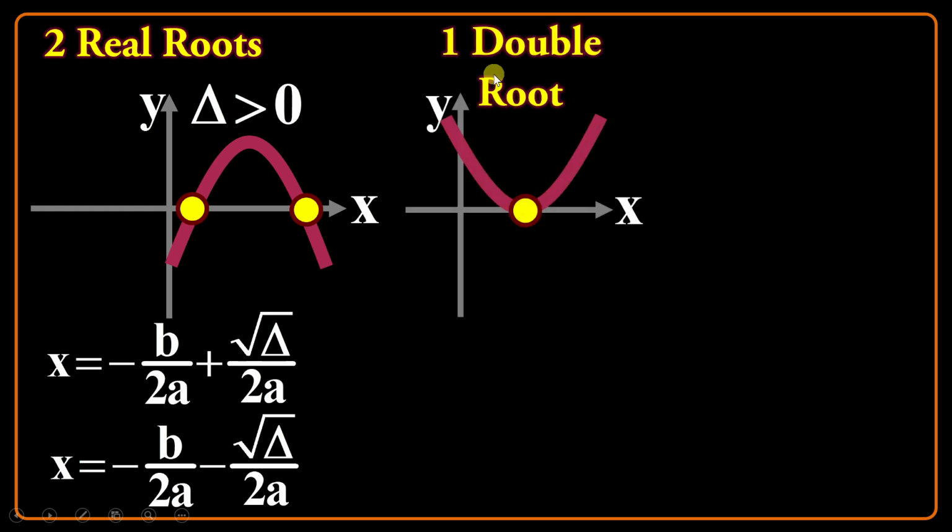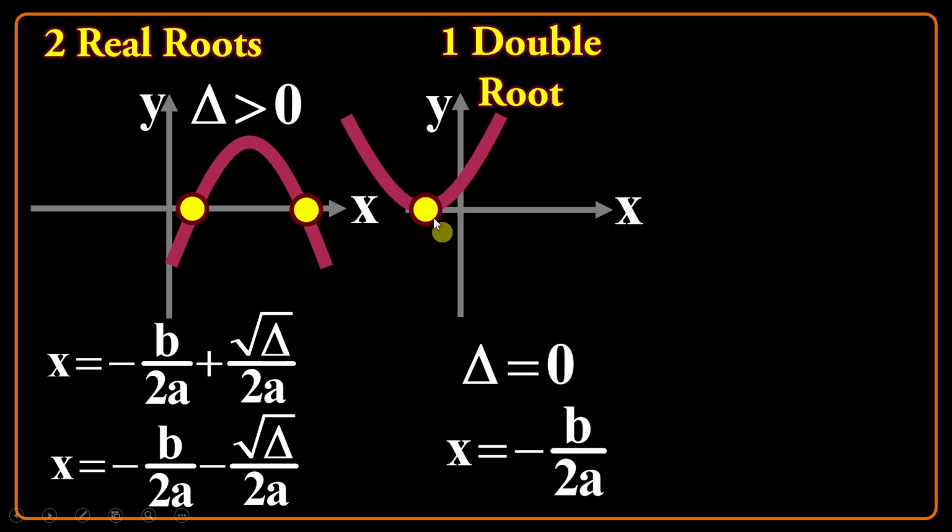Anyway, when we have one double root, I told you, the roots join together and the parabola just touches the x-axis at one point, and the vertex is exactly on the x-axis. Anyway, it could be also positive or negative. So it could be positive, concave up, or concave down.